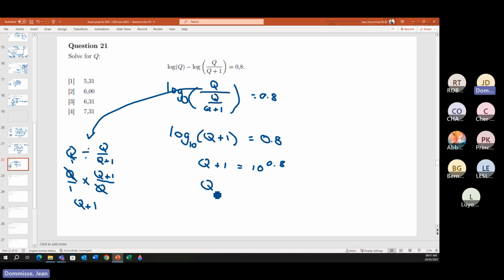So Q is equal to 10 to the power of 0.8 minus 1 still, because that goes over to that side. If you work out 10 to the power of 0.8, you will get something like 6.31, and it goes on with more decimals. But remember there's the minus 1 still, so it needs to be 5.31, which there is an answer for.